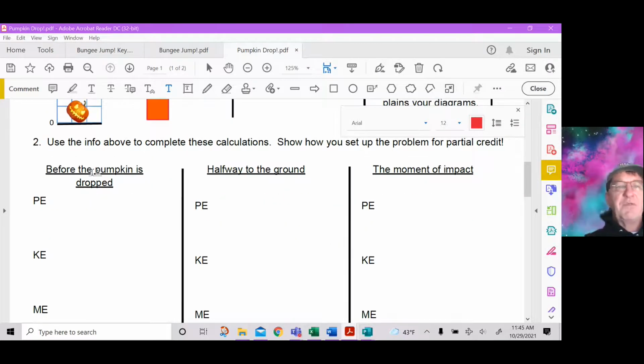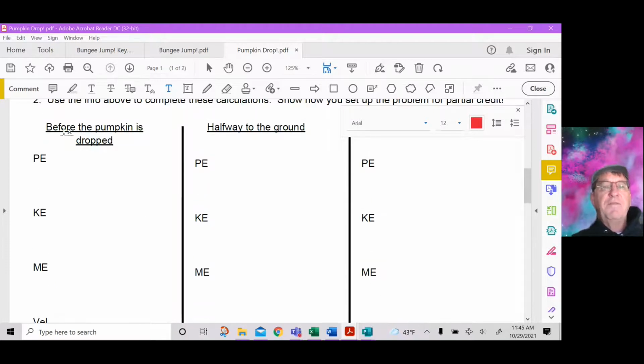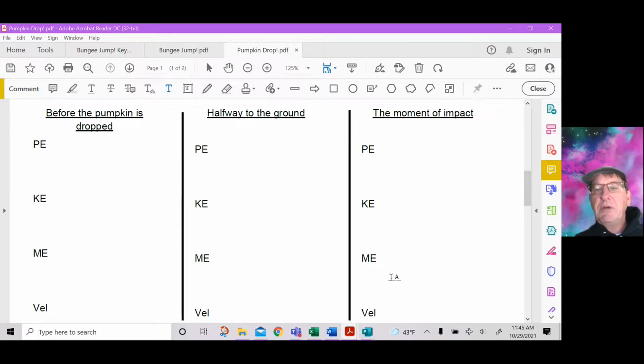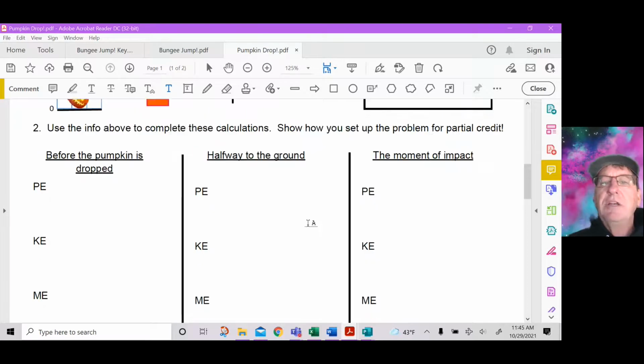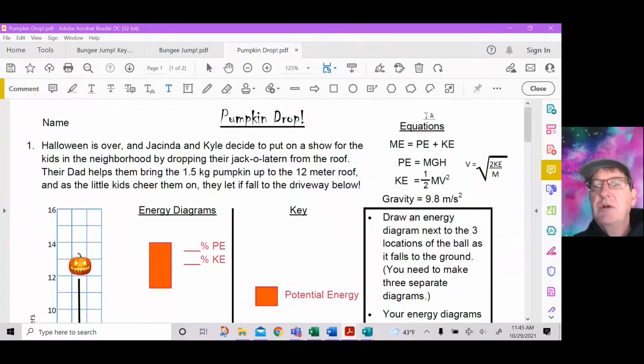You can see we have 3 sets of problems to calculate. Before the pumpkin is dropped, we're going to find PE, KE, ME, and velocity. Halfway to the ground, we'll find those 4 things again. And then the moment of impact, we will find those 4 things again. How are we going to do this? Well, we need to use a calculator, so get one ready. And we need to use these equations. So to start with, we find PE at the top.